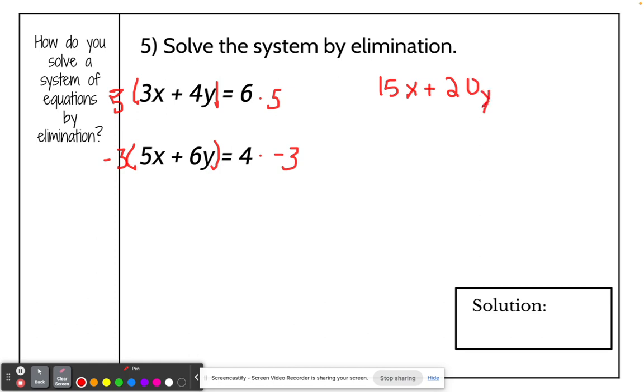And 6 times 5 is 30. Negative 3 times 5x, negative 15x. Negative 3 times 6y is negative 18y. And 4 times negative 3 is negative 12.